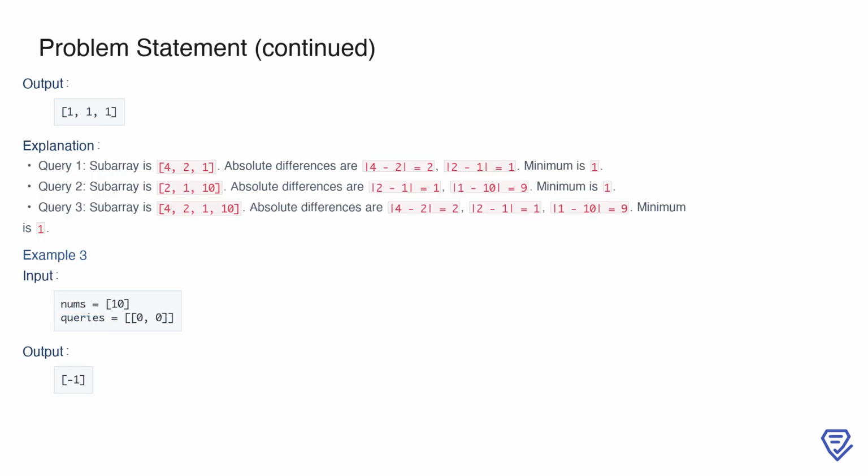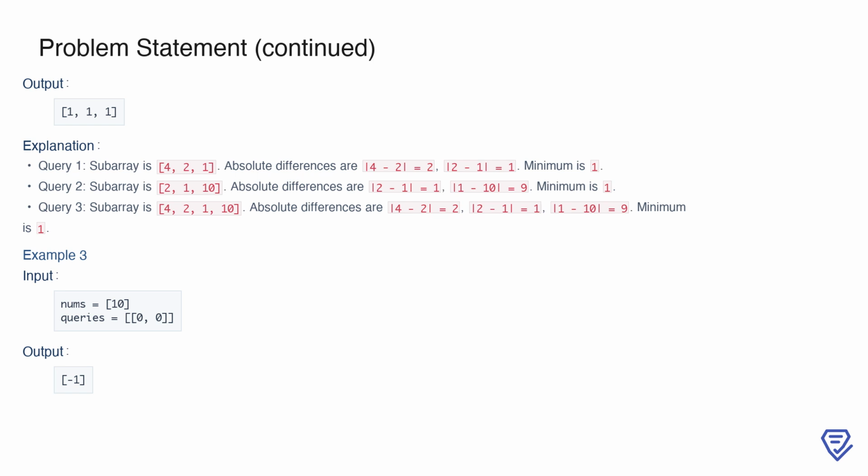Now, consider another example where nums is [4, 2, 1, 10], and queries contains the ranges [0, 2], [1, 3], [0, 3]. For the first query, the subarray is [4, 2, 1]. The absolute differences are |4 - 2| = 2 and |2 - 1| = 1, so the minimum is 1. For the second query, the subarray is [2, 1, 10]. The absolute differences are |2 - 1| = 1 and |1 - 10| = 9, and the minimum is again 1.